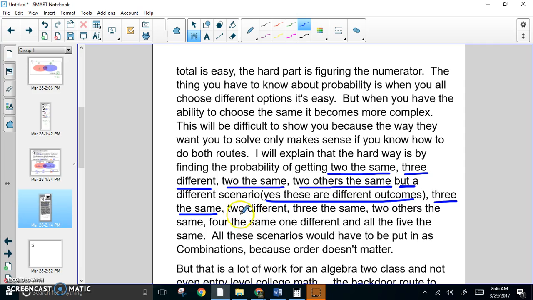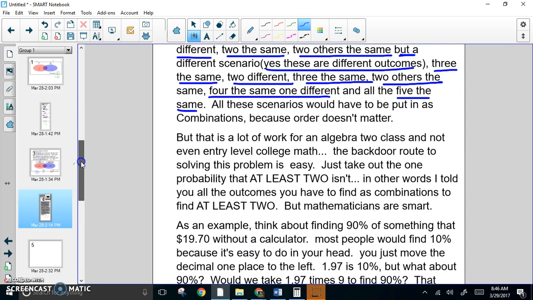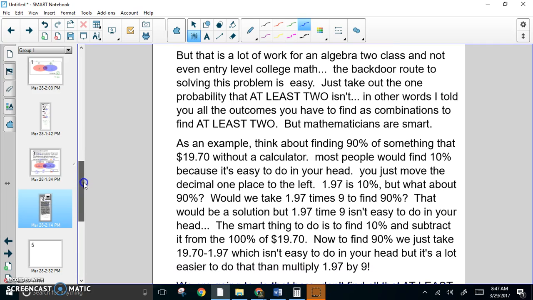3 that are the same, 2 that are different, 3 that are the same with 2 others that are the same, 4 that are the same with 1 different, and all 5 are the same. All these scenarios would have to be put in as combinations because order doesn't matter in these cases. Then you would multiply them all together and take them over the total. That's a lot of things to find just to solve this problem. This math book would not have you do this if this was the only way. There's a backdoor route. Since I can't really show you the complex way without making your head explode, let's just look at a simpler problem.